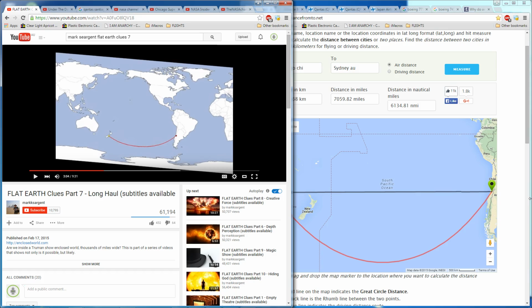Flat Earth Clues Part 7. This is the one kind of testable claim Mark Sargent makes: that you can look at flights and the pattern of flight paths around the world is going to show you that something is very wrong, and flights in the Southern Hemisphere are going to take much, much longer than flights in the Northern Hemisphere. So let's have a look at it from the Flat Earth model.